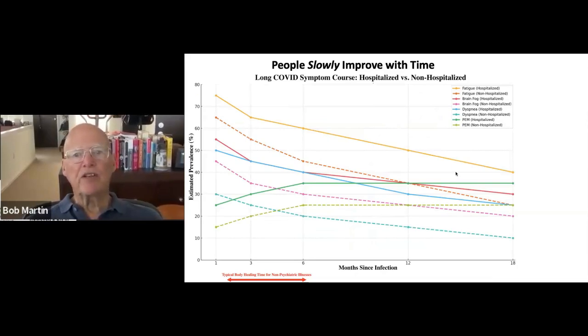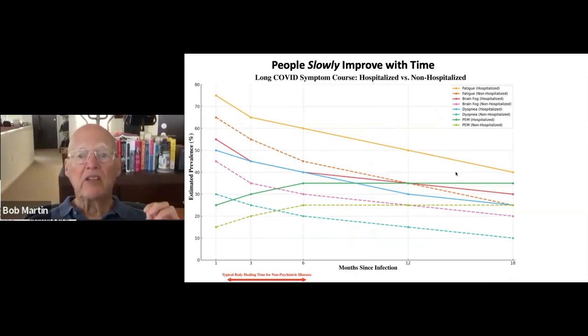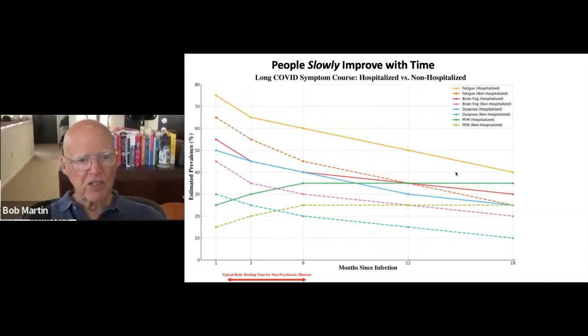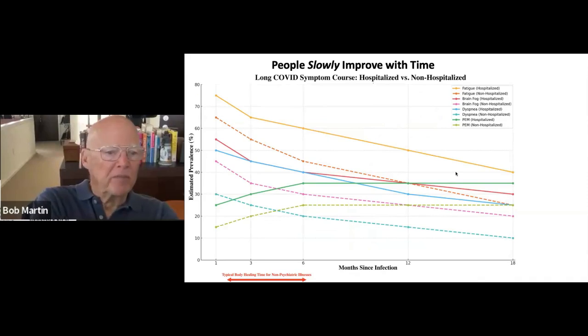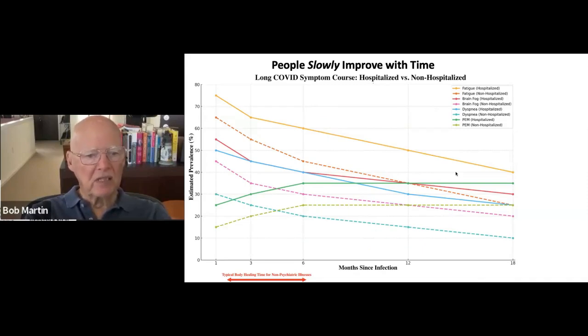Here you see various symptoms, either hospitalized or non-hospitalized, prevalence versus month since infection. 18 months, and it's still pretty prevalent. Now, the typical body healing time is 6 weeks to 6 months for non-psychiatric illness. If you had a heart attack or even heart surgery, 6 months.